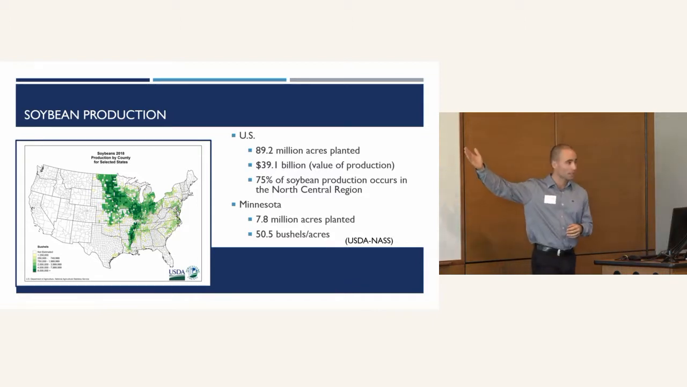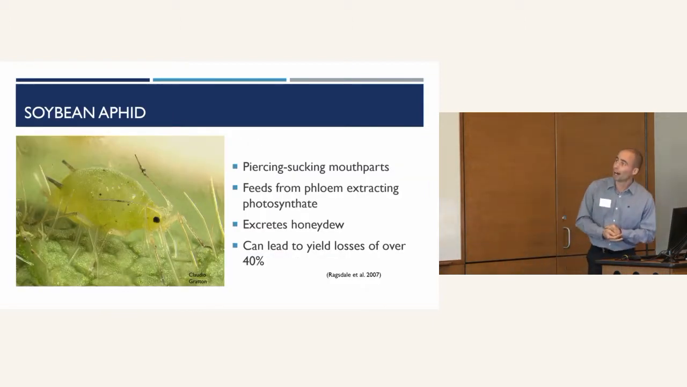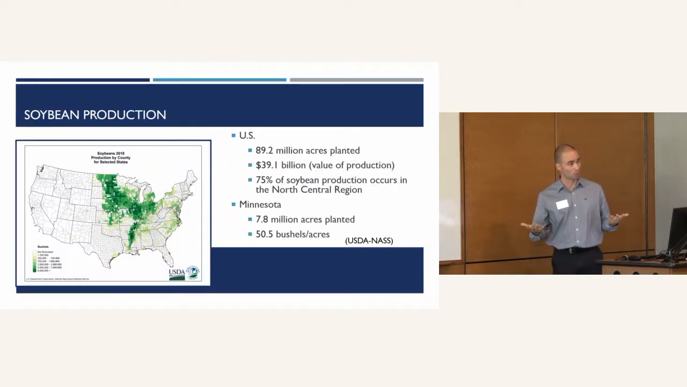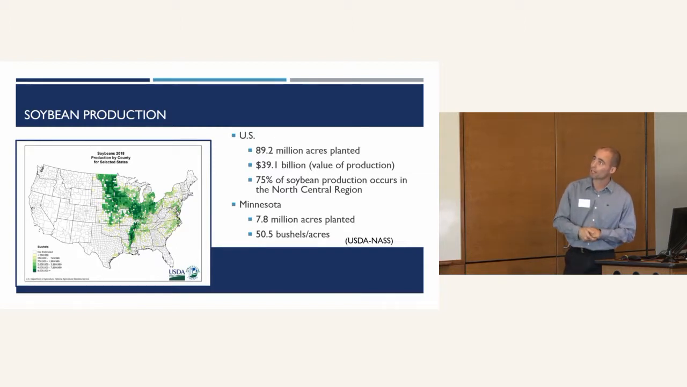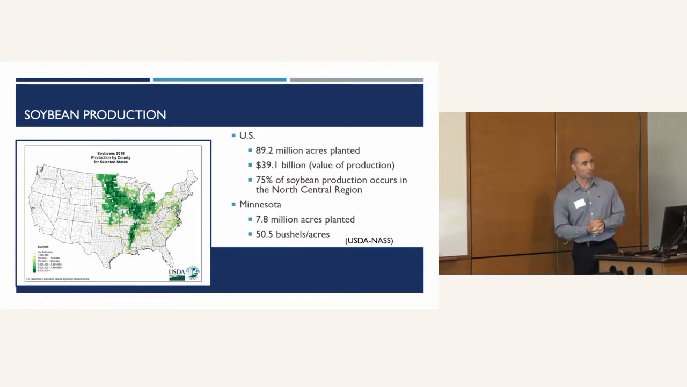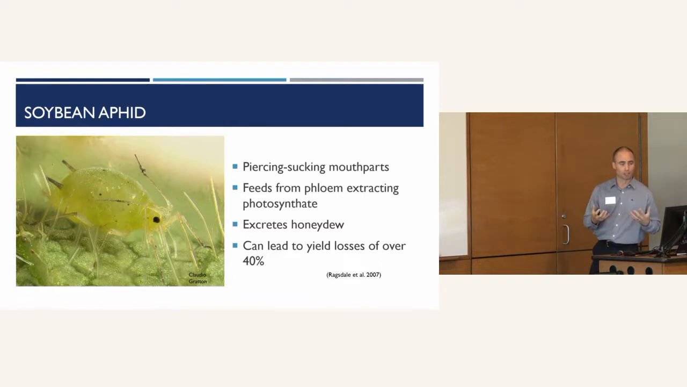All right, so here's the cute little insect, soybean aphid. But before that, soybean, why do we care? It's a pretty big crop in the U.S. 89 million acres in Minnesota. We've got almost 8 million of those. Pretty high value production. But back to the soybean aphid, it's got these piercing, sucking mouth parts, stabs into the plants, sucks the juices out. And it, through these impacts, including affecting photosynthesis, can decrease yields by up to 40% if they're not managed.